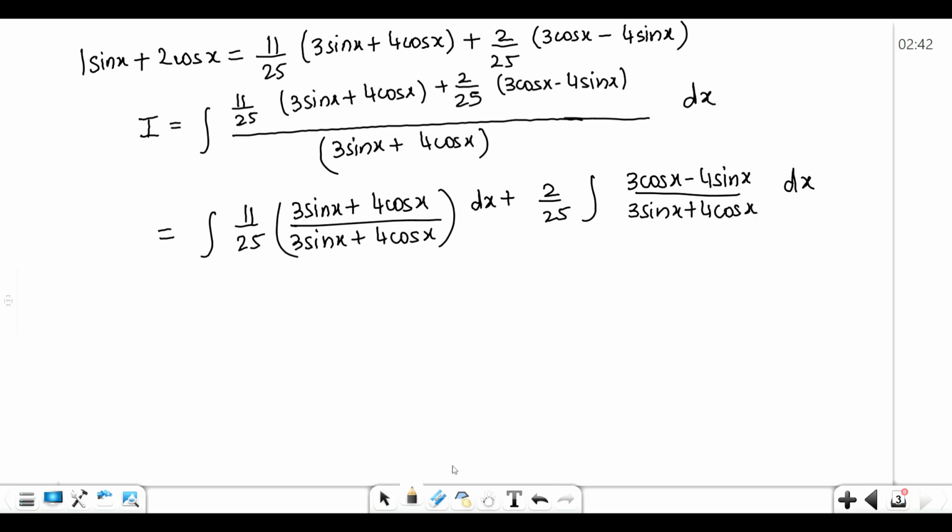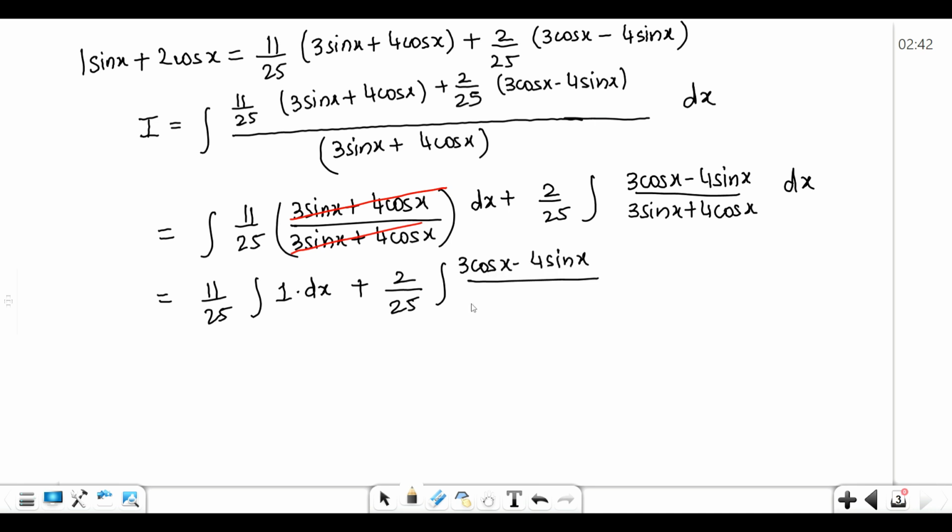Now these two terms are same, so we can just cancel them. Then we can take 11 by 25 outside, and we are left with 1 dx. I hope you understood how we get the value as 1. And 2 upon 25 is the integration of 3 cos x minus 4 sin x upon 3 sin x plus 4 cos x.